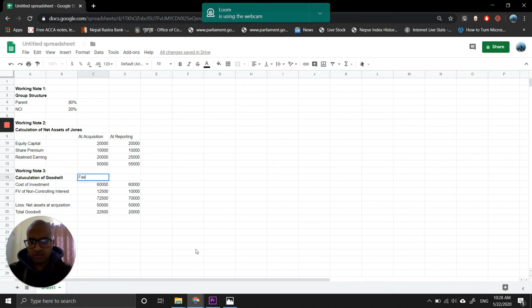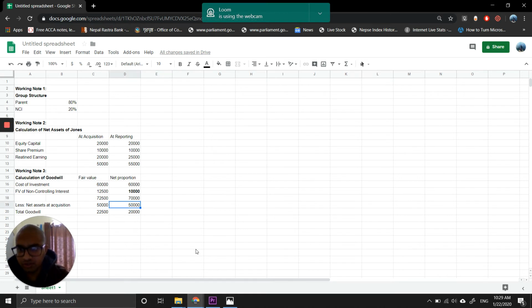So see how the goodwill has been different. This is fair value, and this is net assets proportion. These two methods, see how the goodwill is different. In the fair value method, you are getting this fair value of non-controlling interests figure, and it already contains the 10,000. So what you're actually doing is just deducting that 10,000.